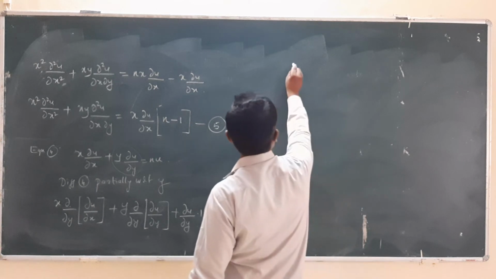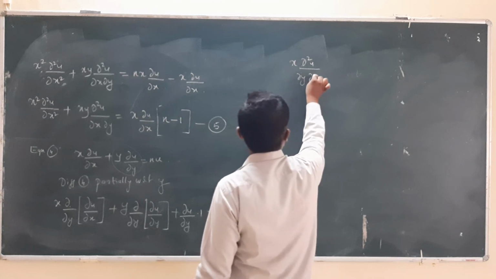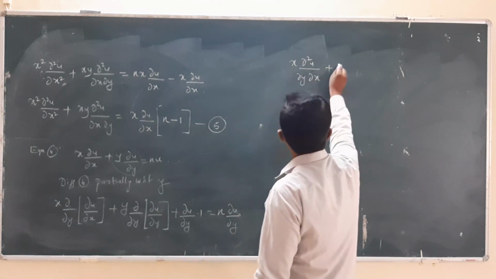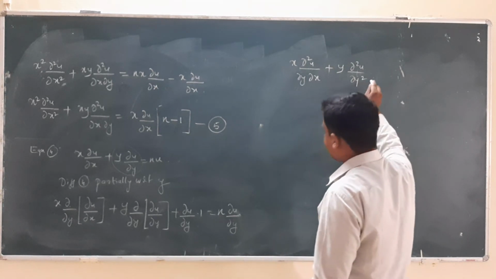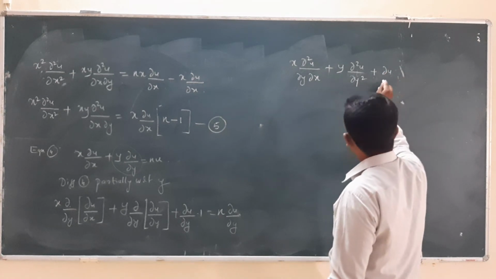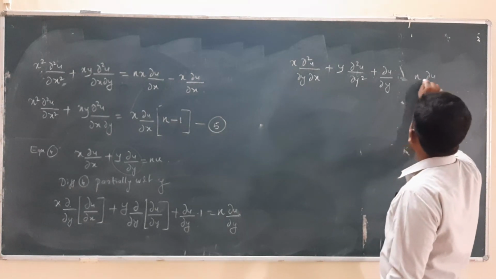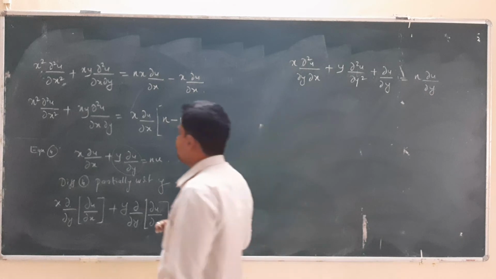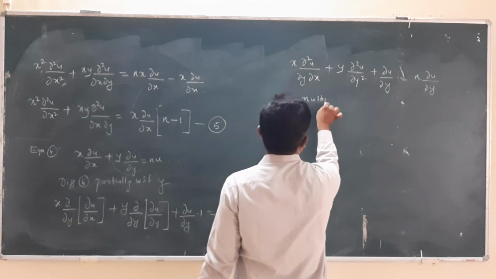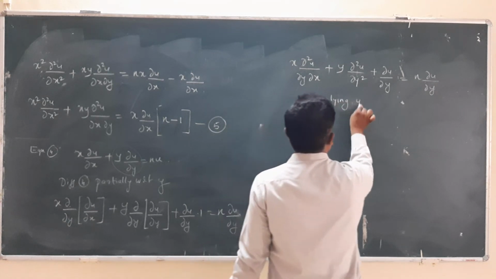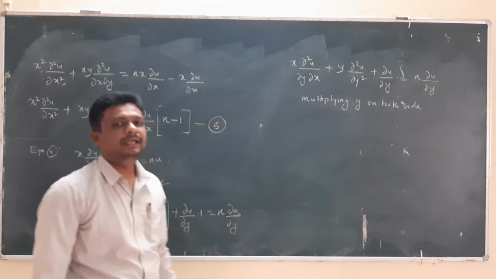So now I will simplify this one. X dou square u upon dou y into dou x plus y dou square u upon dou y square plus dou u upon dou y is equal to n into dou u upon dou y. So now I will multiply y on both sides. Multiplying y on both sides.